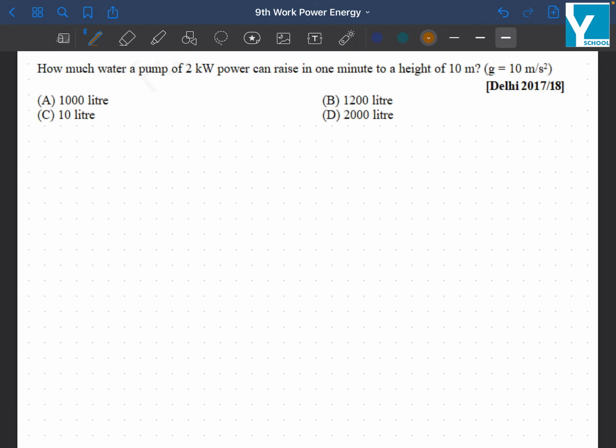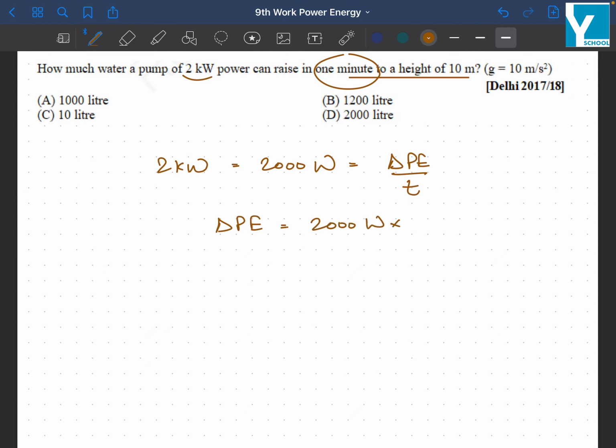How much water can a pump of 2 kilowatt power raise in 1 minute to a height of 10 meters? So this 2 kilowatt is equal to 2000 watts, and this will be equal to the change in potential energy in some time t. So what time do we have? We have 1 minute. So the change in potential energy can be written as 2000 watts multiplied by 60 seconds, or we can do a work of 12 into 10 to the power 4 joules of energy.